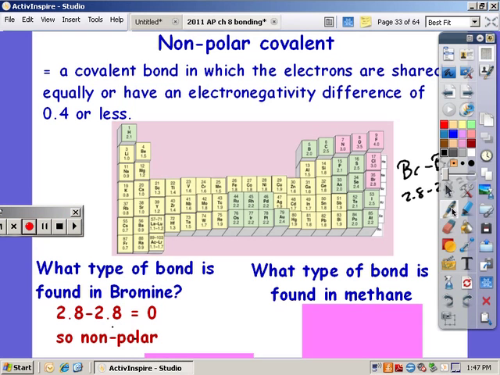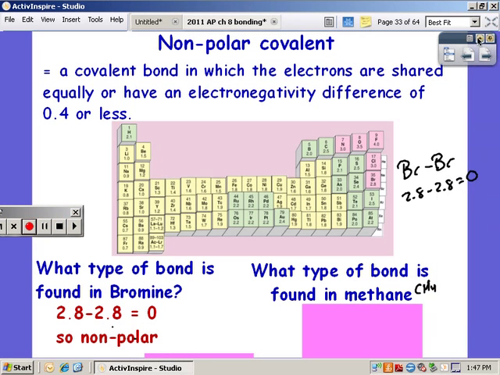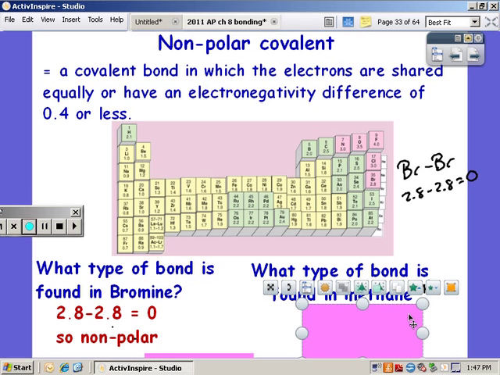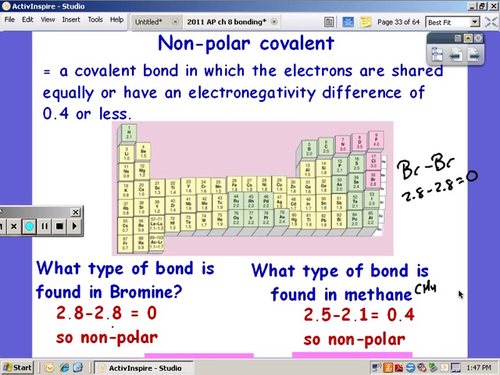In methane, the electrons are being shared between carbon and hydrogen. So carbon has an electronegativity value of 2.5 and hydrogen a 2.1. That's a difference of 0.4, so it's nonpolar.